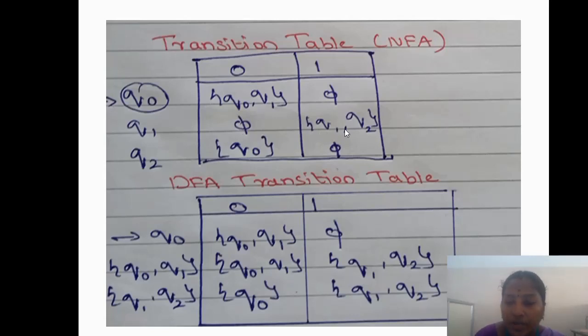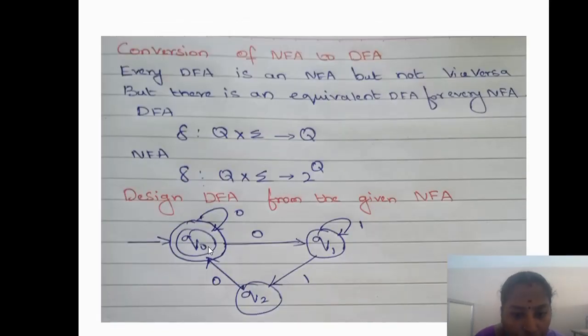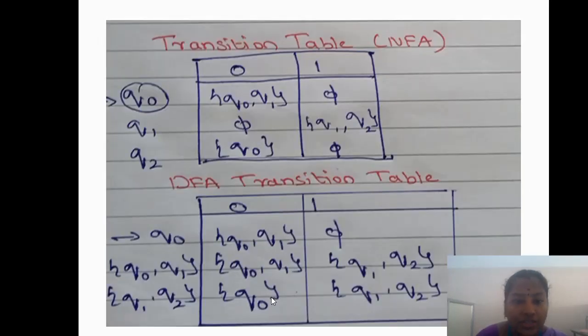Wherever the transition on input symbol 1 goes, it is to Q1 and Q2. Then for the state Q2, if it is 0, it goes to Q0. If it is 1, there is no transition, so it is represented as phi. From this transition table of the NFA, we are going to design a DFA transition table.